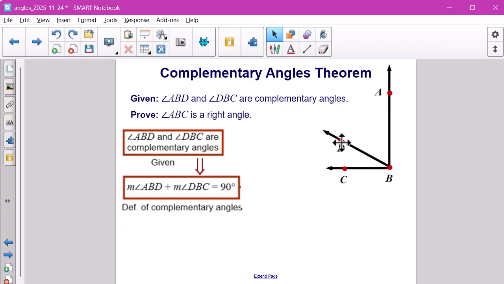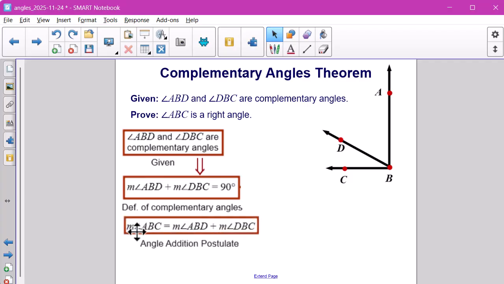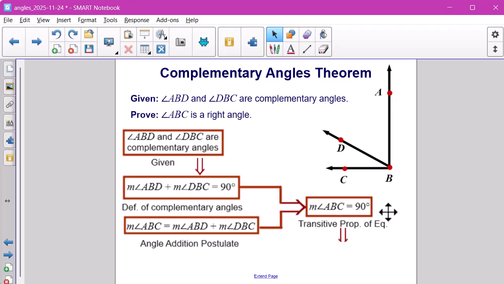We can also see in this diagram that angle ABD and angle DBC, if we take their measures and add them up, we will end up getting the measure of angle ABC by the angle addition postulate. So since the measure of angle ABC is equal to the measure of angle ABD plus the measure of angle DBC, and the measure of angle ABD plus the measure of angle DBC equals 90, we can conclude that the measure of angle ABC is equal to 90 degrees by the transitive property of equality.